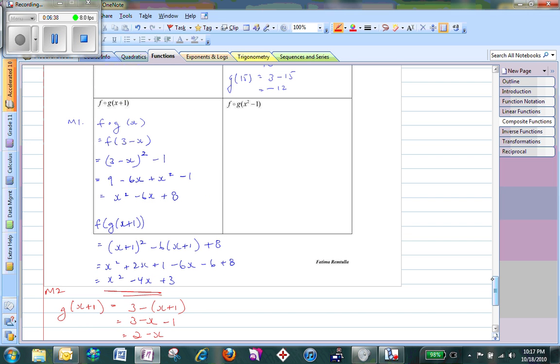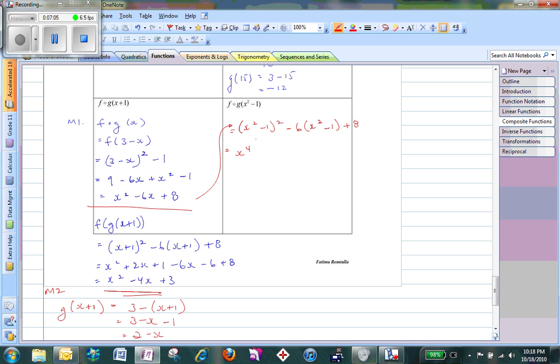Last question. f of g at x squared minus 1. So that means that I have, in the question before, already f of g. I'm going to use it here for this part to make my life easier. That's just x squared minus 1 squared minus 6 times x squared minus 1 plus 8.